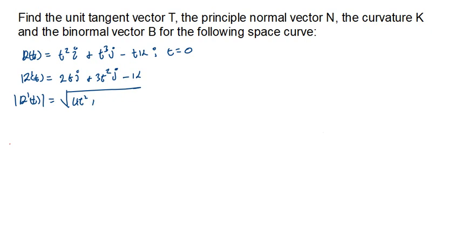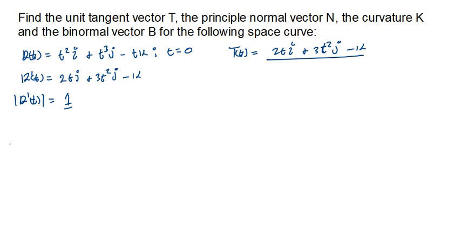That's just going to remain as the square root of 1, which is just 1. So the magnitude is 1 there. Meaning our unit tangent vector is going to be equal to 2t in the i plus 3t squared in the j minus k, then divided by 1, which is the magnitude. So that's just going to turn out to be our unit tangent vector.